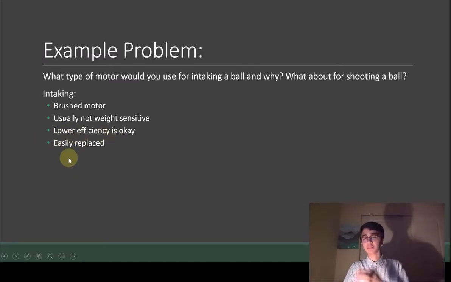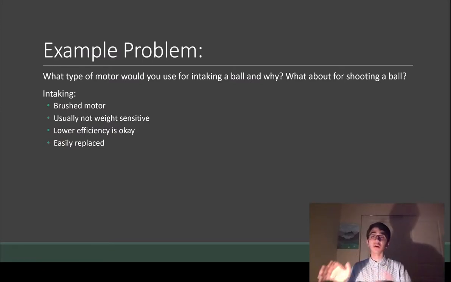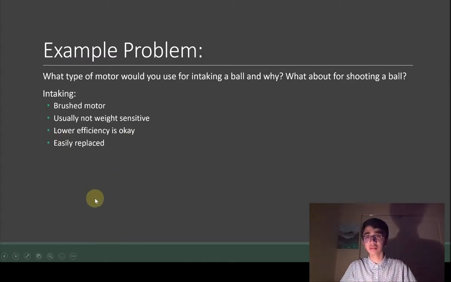Again, in my experience in the past 3 years, those intake motors are much more easily replaced than, say, a drive motor, where you need to do all that gearbox mess. Again, I'm not a mechanical person, so don't take my word on it. But I feel like intake motors are more easily replaced, and thus a brush motor makes more sense.